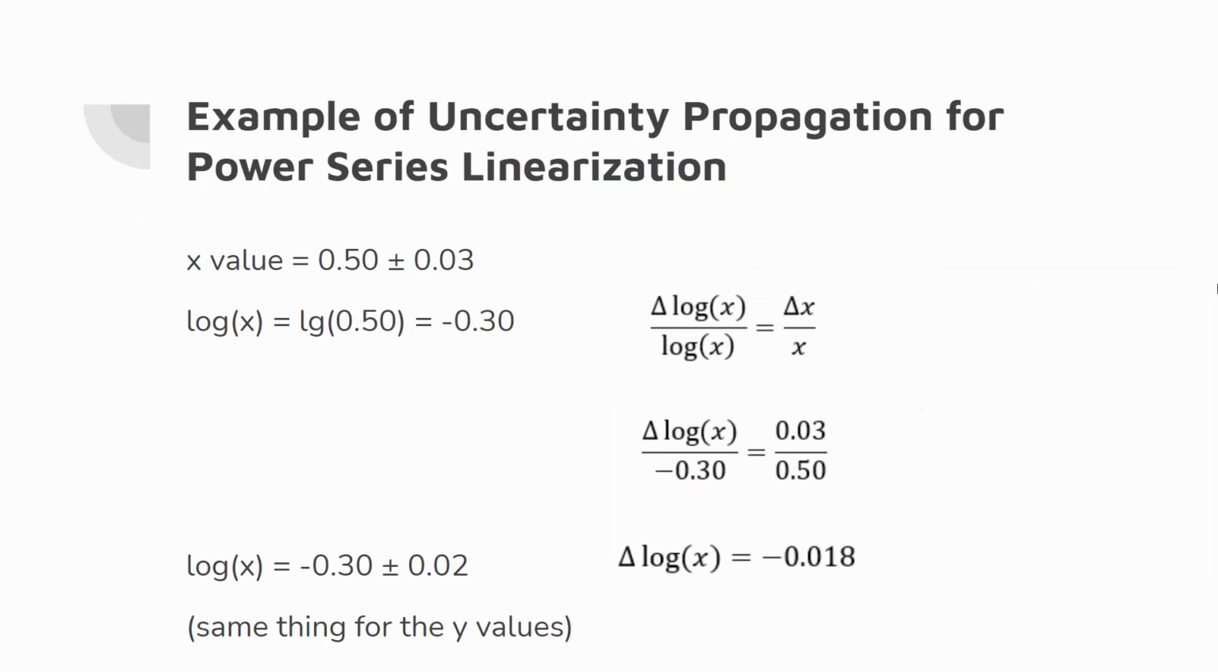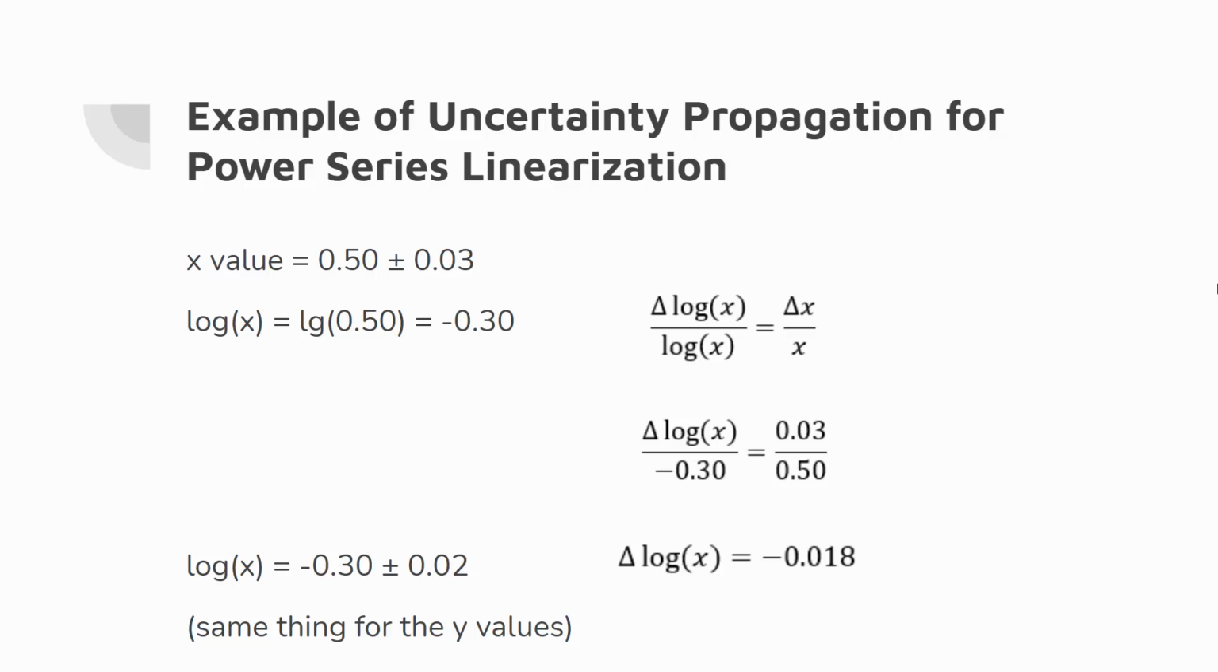Let's take a look at determining the uncertainty in the log of one of your x values or the log of one of your y values. I'm not going to show both. It's the same process. So let's say that one of your x values, I'm making up data here, is 0.5 plus or minus 0.03. That's one of your independent variable measurements. So taking the log of that value is easy. You type in your calculator, log of 0.50, and your calculator will tell you that it is negative 0.30. Done. No problem. However, what is the uncertainty in that negative 0.30?